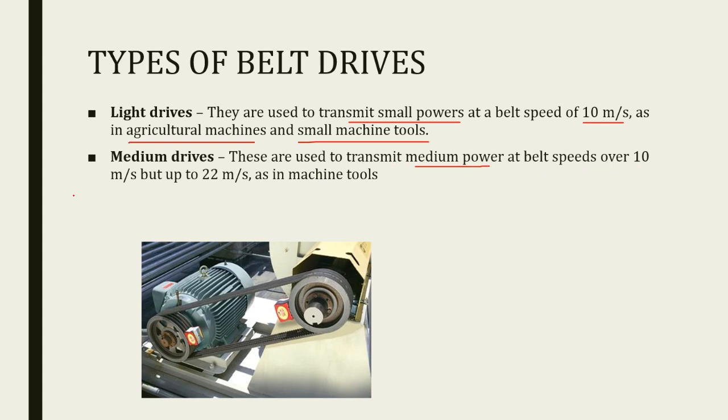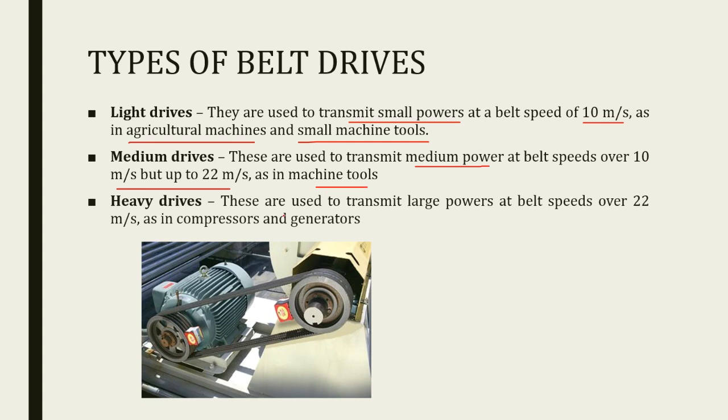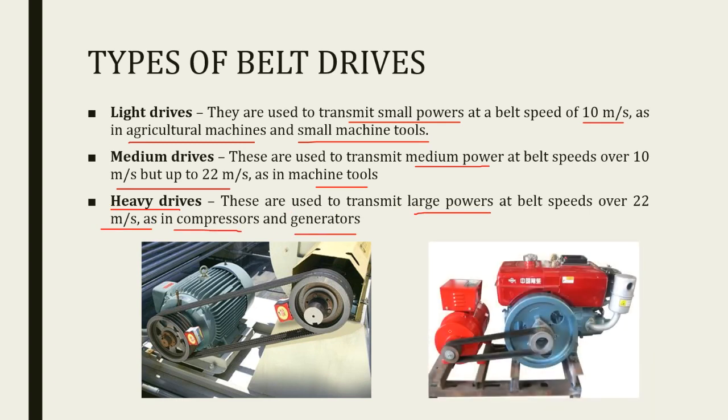The second type of drive is called medium drives and they are used to transmit medium power at belt speeds over 10 meters per second but only up to 22 meters per second, as in machine tools. The third type of drive system is heavy drives and they are used to transmit large powers at belt speeds over 22 meters per second. Generally they are used in compressors and generators. So you can see a generator here. A belt is wound over two pulleys and then it is used to produce larger power. When you have to produce a larger power, then you have to use a heavy belt drive. So these are the classification or different types of belt drives.